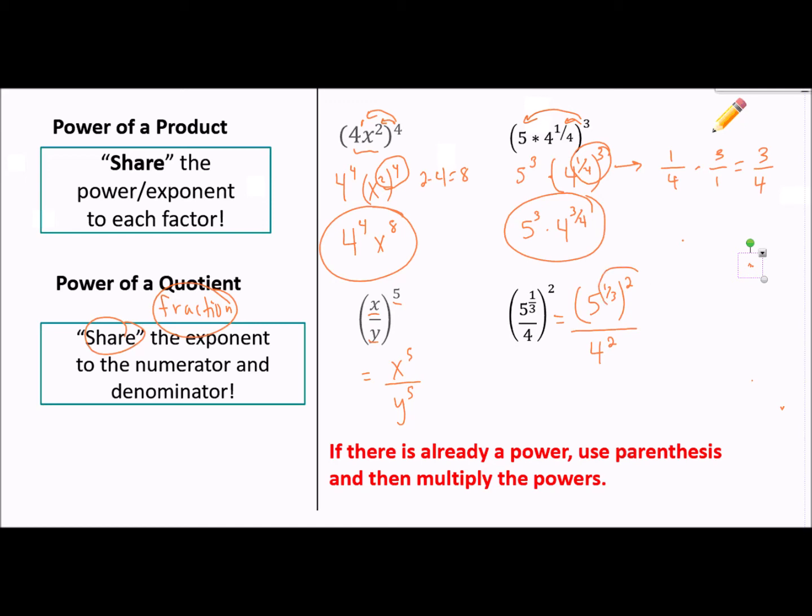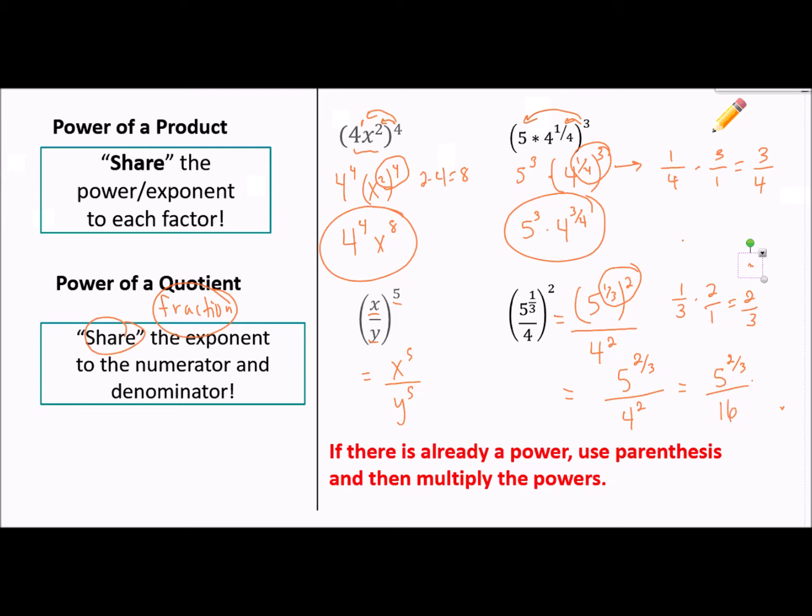Okay, we've got 2 powers here. That means we're going to multiply them together. That's going to be 2/3. That's the new power on 5. So 5 to the 2/3. And in the bottom is just 4 squared. You could write 16. All I'm concerned about on this one is that you know how to apply those powers.